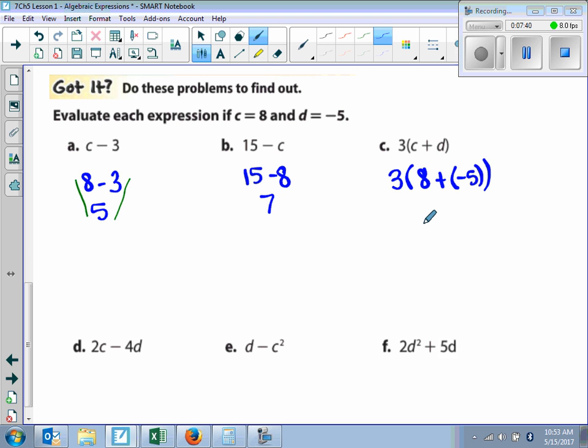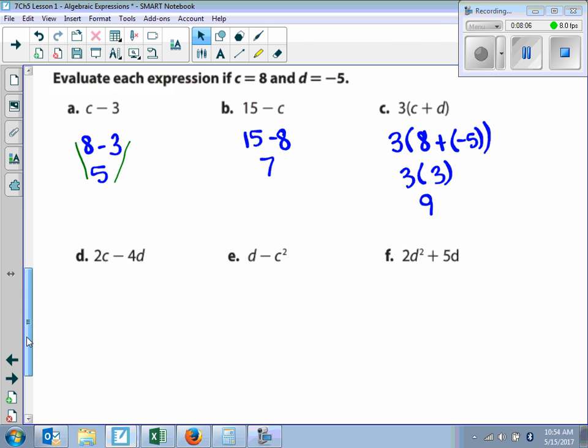And now we can simplify using our order of operations, doing the parentheses first, doing our grouping symbols first. So that's going to be 3 times 8 plus negative 5 is positive 3. Because remember, take the sign of the higher number, right? So that's going to be 3 times 3, which is equal to, perfect. You got it?